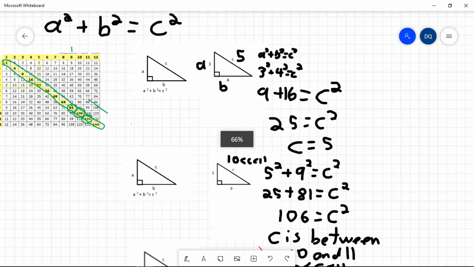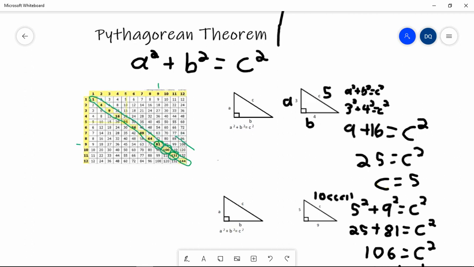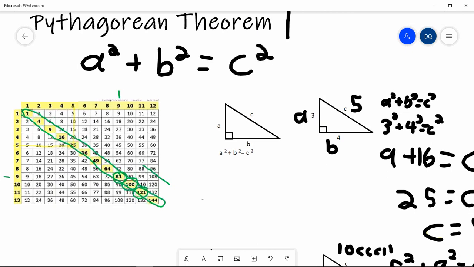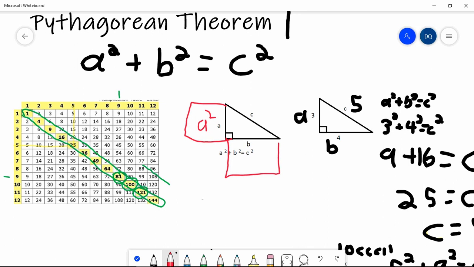Okay, so to recap, let me tell you. The Pythagorean theorem tells us that side length a squared, and if you want a picture of that, we're not saying the side lengths are equal to each other. What we're saying is the squares of the side lengths are equal to each other. So what that really means is the area of this square, that's a squared, plus the area of this square, that's b squared, is equal to the area of this square, that is c squared. A squared plus b squared is equal to c squared.